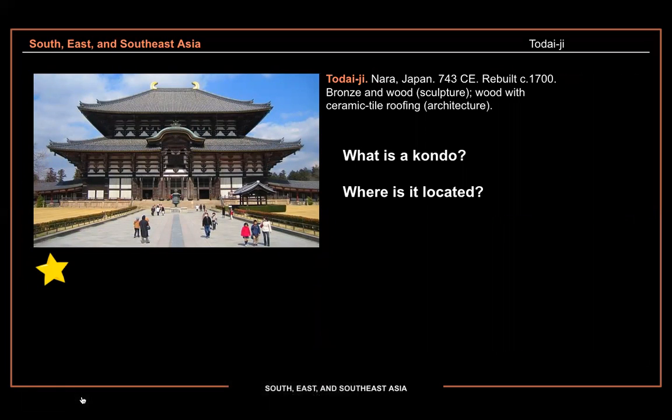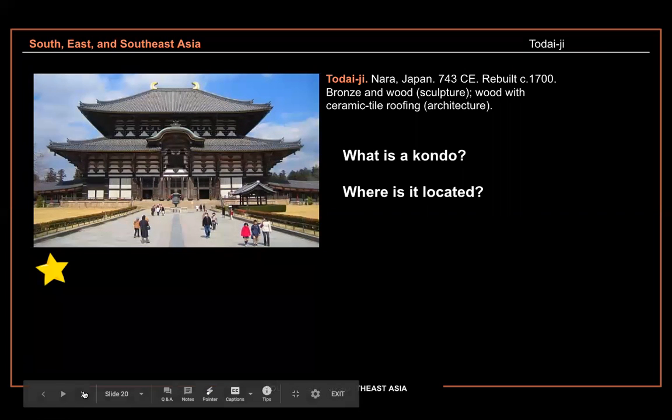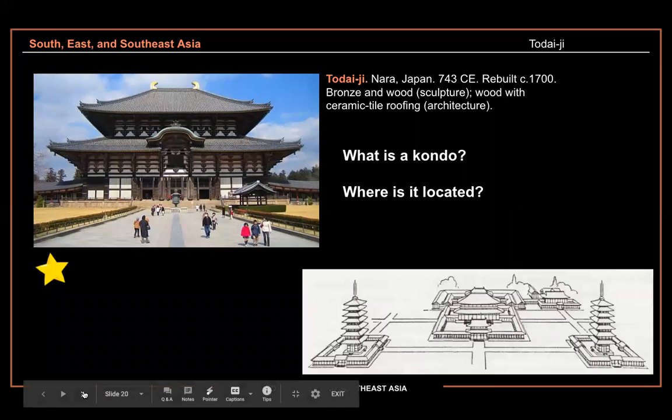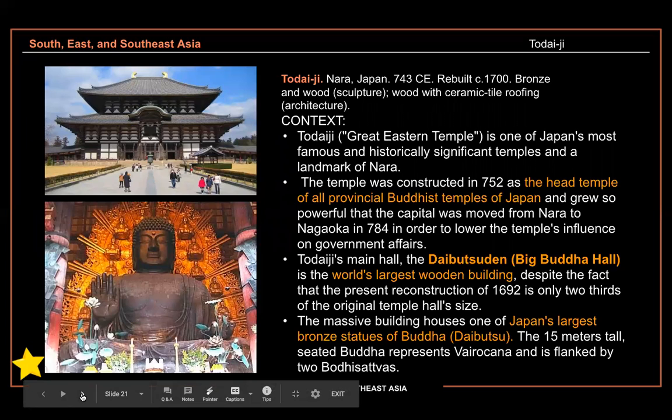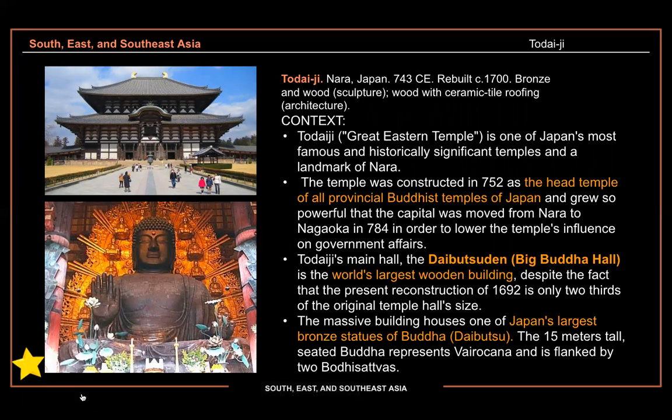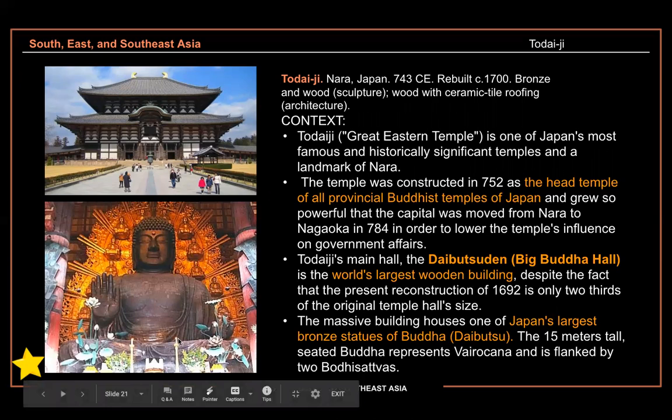Let's get to our kondo. Remember that the kondo is located directly in the center of the complex. It's the largest building there. And so some context here is that this is probably one of the most important temples in this region. It's called the Great Eastern Temple. It is one of the largest wooden structures in the world. And it also contains Japan's largest bronze sculpture of Buddha, which is 15 meters tall. So that one too is in our image set.